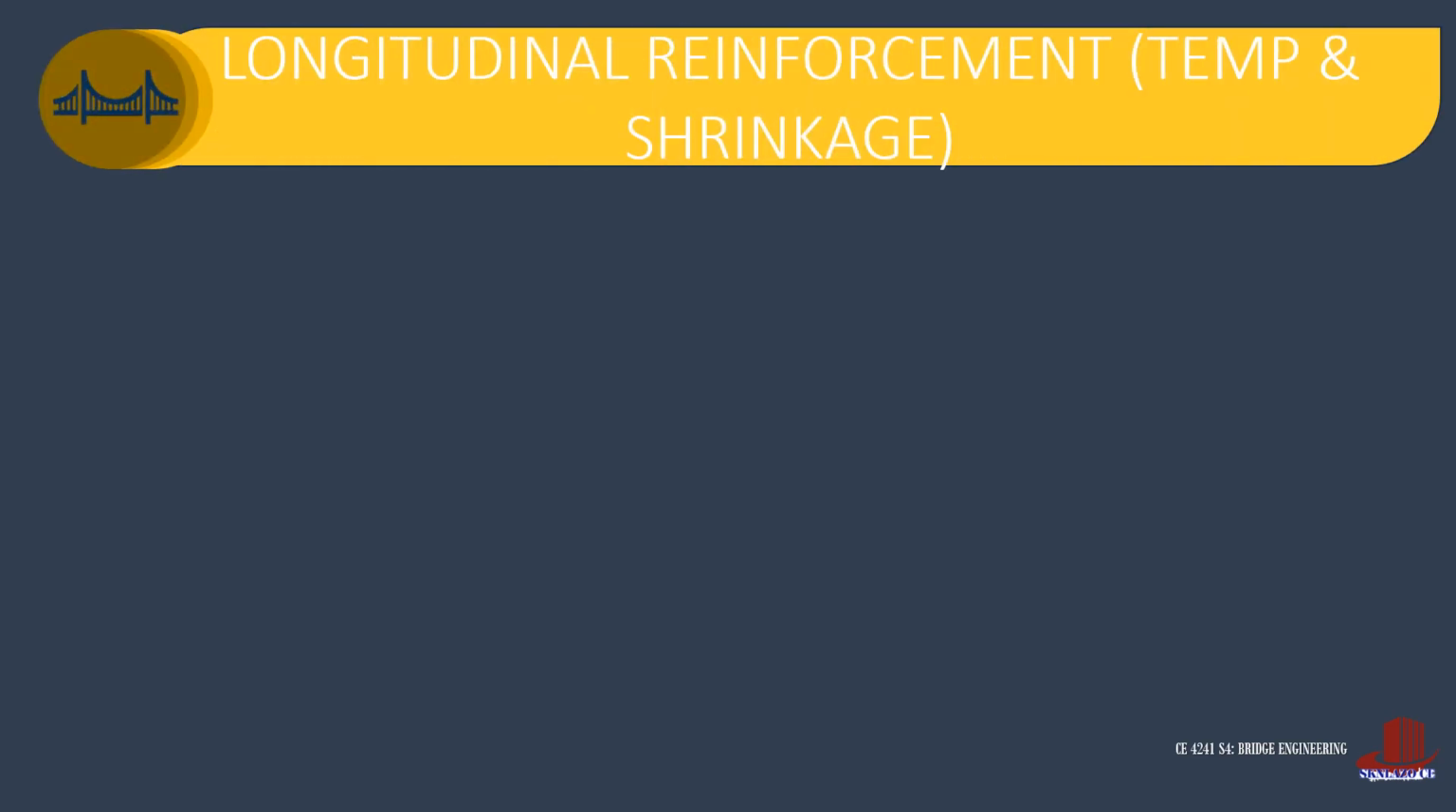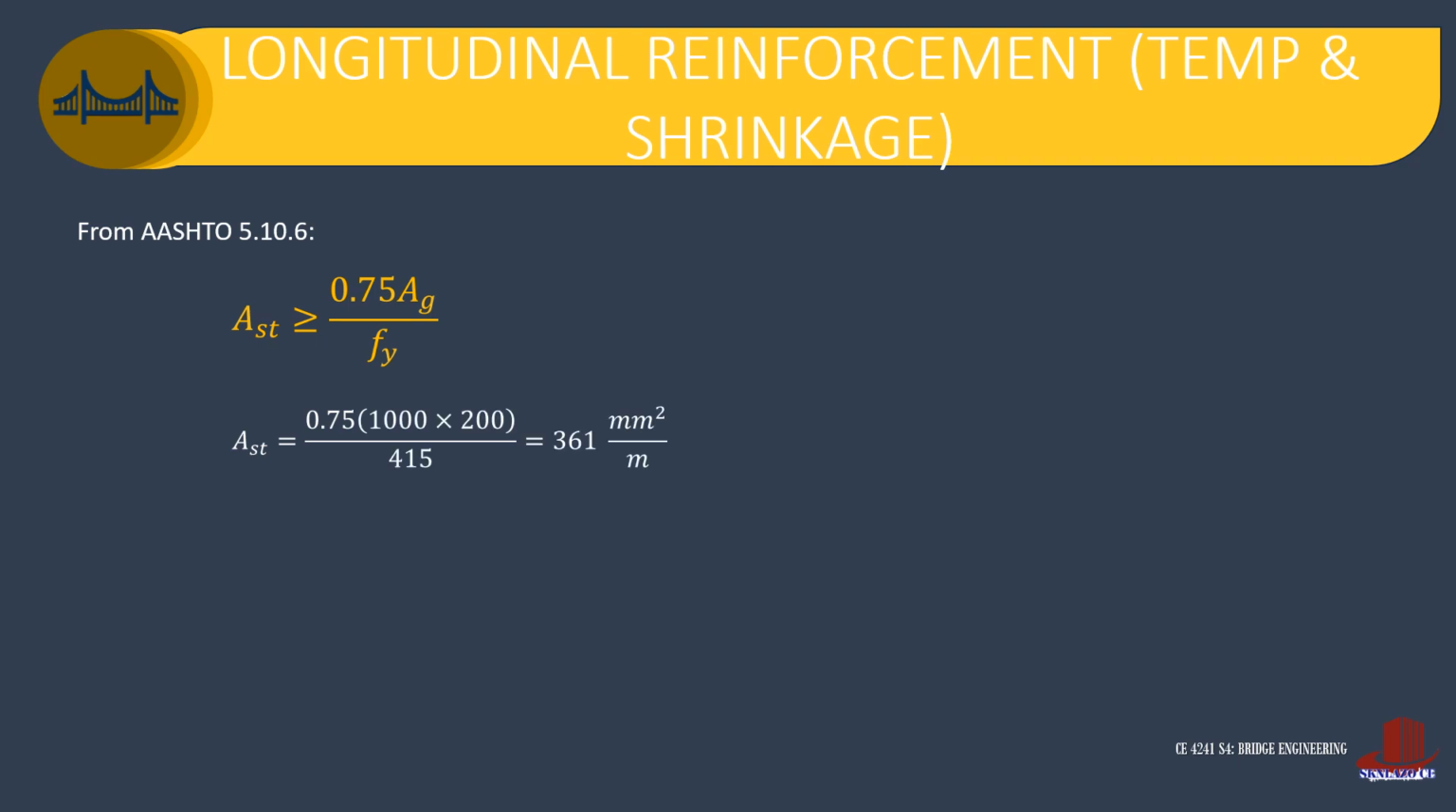After finishing the top and bottom transverse reinforcement, we then compute for the longitudinal bars, which will take care of temperature and shrinkage. AASHTO provides an equation for the steel area for shrinkage and temperature, given as 3/4 of the gross area divided by the steel's yield strength. The concrete's gross area is taken per strip, making 1,000 by 200, and the steel grade is 415. So the area is 361 square millimeters per meter.